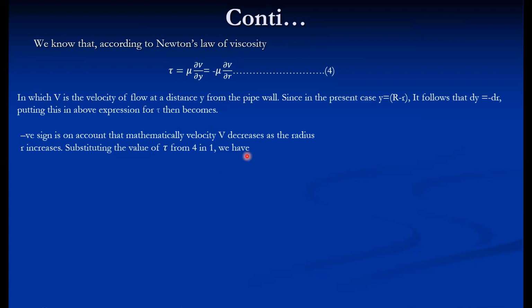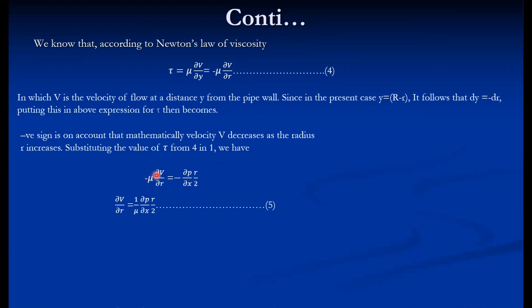Now substituting the value of tau from equation 4 in equation 1, that is tau is equal to minus ∂p by ∂x into r by 2. Now if we simplify this, our aim is to develop the expression of velocity distribution.